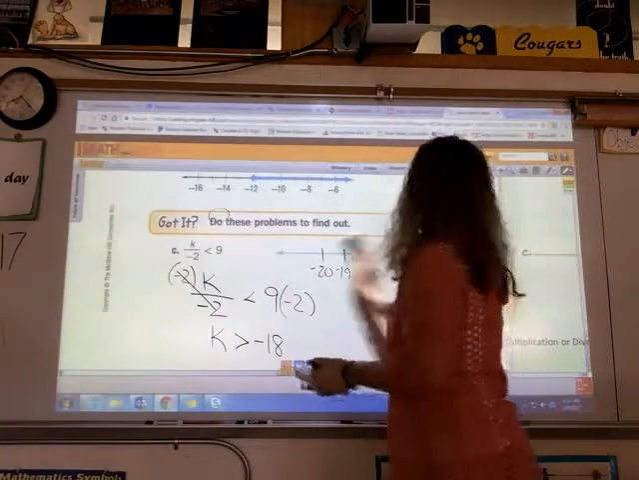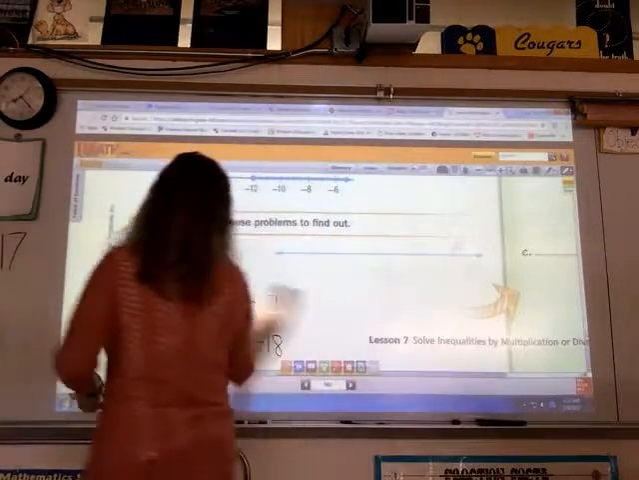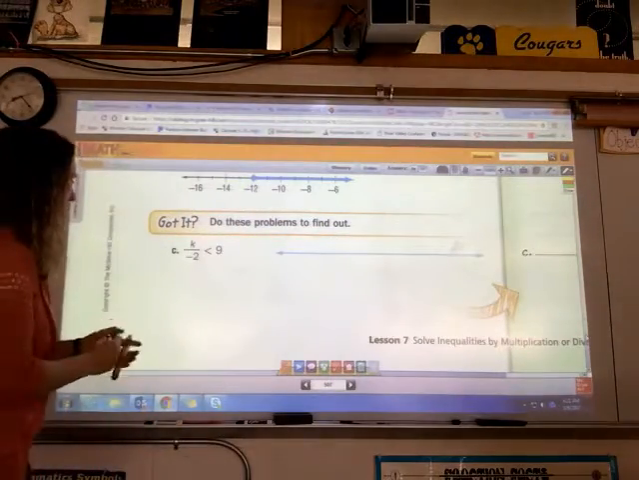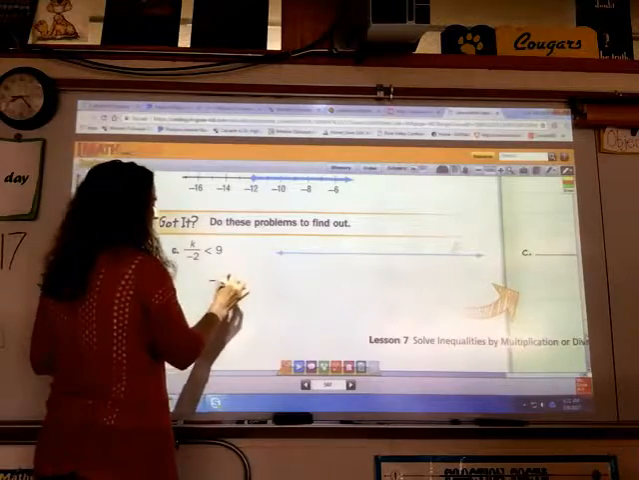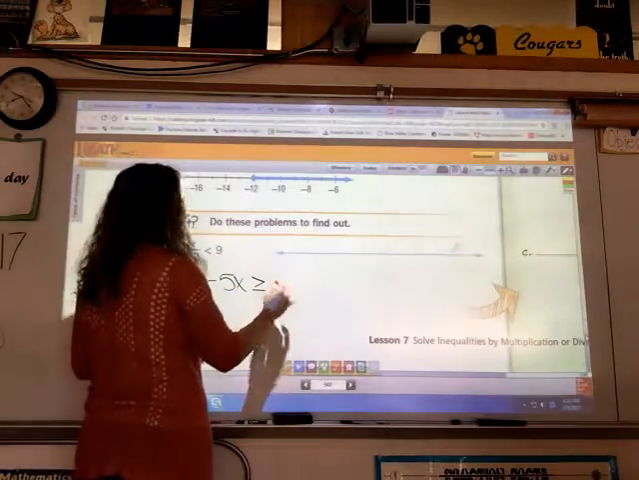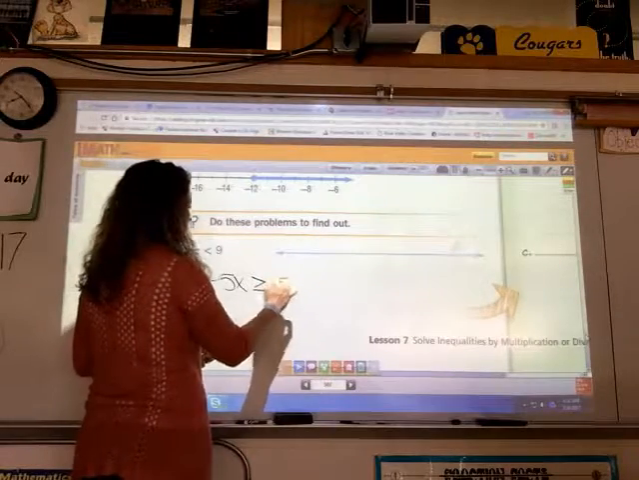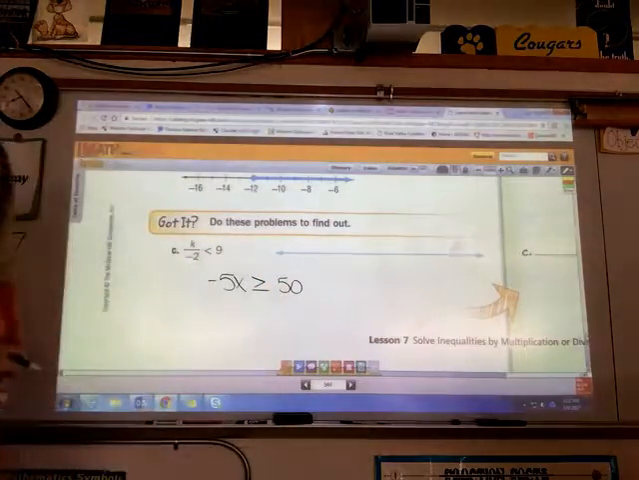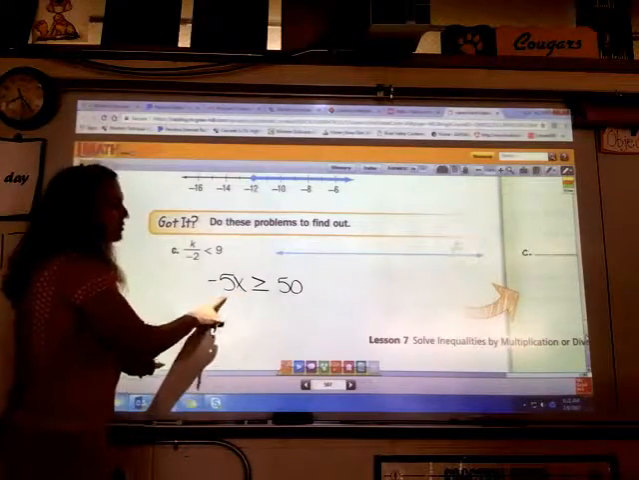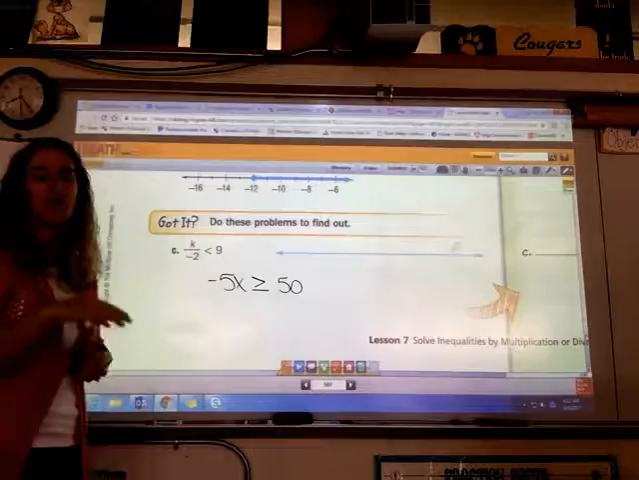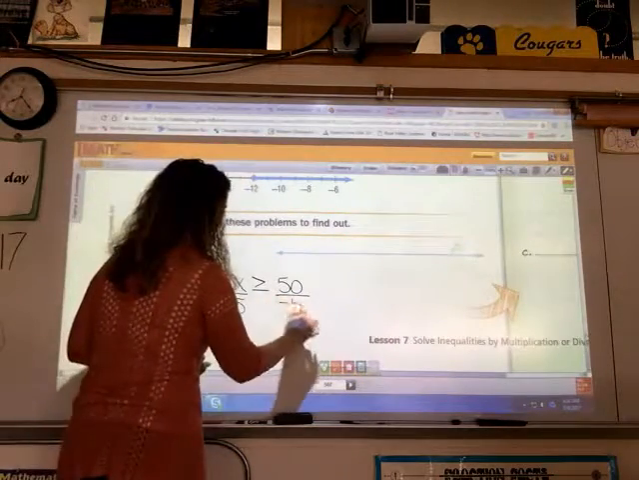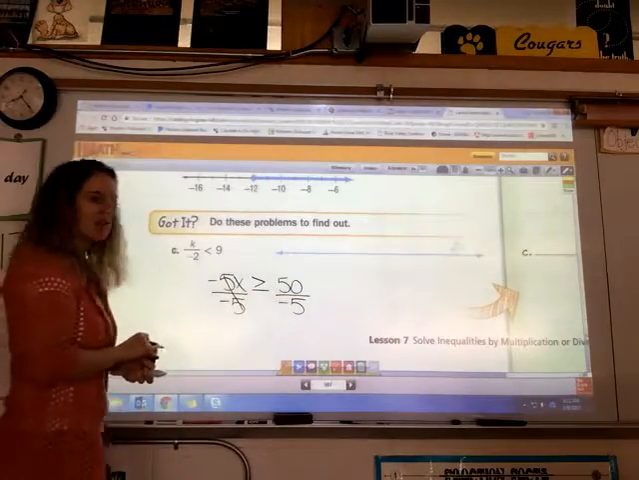Okay. What I want to do right now is take a look at another example, and we'll use this practice number line that they have given you here. Let's say that I have a situation of negative 5x is greater than or equal to, let's say, 50. If I was to solve this inequality, the first thing I would do is find my variable. My variable is being multiplied by negative 5. So the inverse operation would be to divide both sides by negative 5. So I'm going to divide both sides by negative 5.